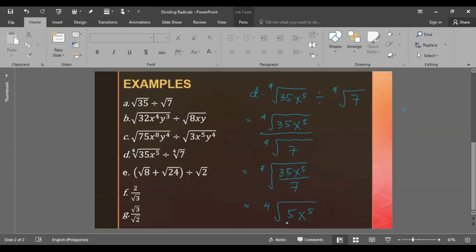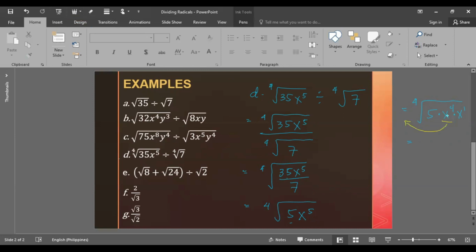Then, since 5 is not a perfect fourth power, and wala naman na siyang factors na may fourth root, just copy 5. While the fourth root of x raised to 5 can still be simplified by getting the factors of x raised to 5. The factors should be x raised to 4 times x raised to 1 because 4 is divisible by 4, which is the index. So, ang may fourth root lang ay si x raised to 4. Siya lang yung mapupunta sa labas.